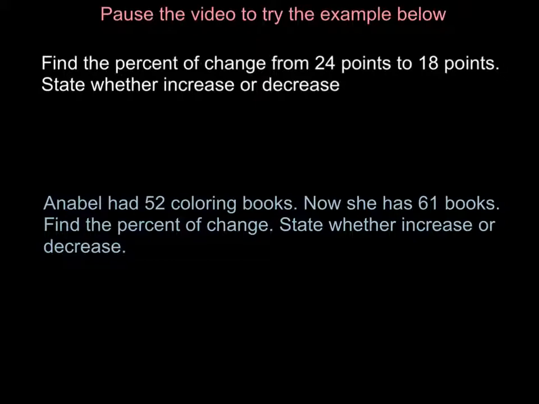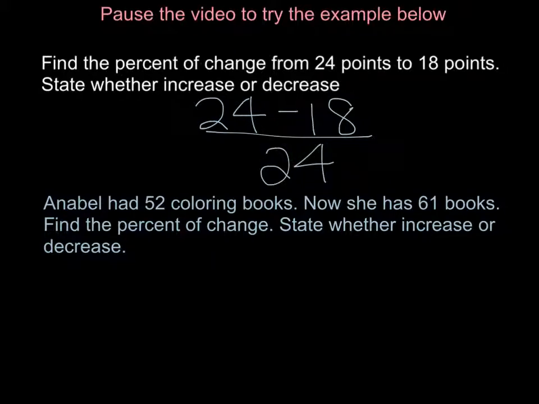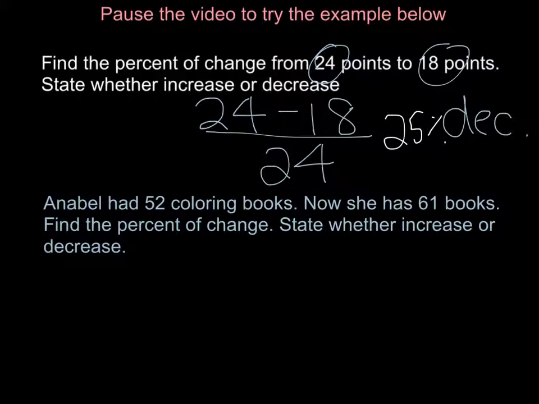Find the percent of change from 24 points to 18 points. So we first have to calculate the difference and then divide that number by our original number, which was 24. We can automatically tell that it's a decrease, and now we just have to find the percent. So we take 24 and we subtract 18 to get 6. We divide 6 by 24 and we get 0.25. So this comes to 25% decrease.